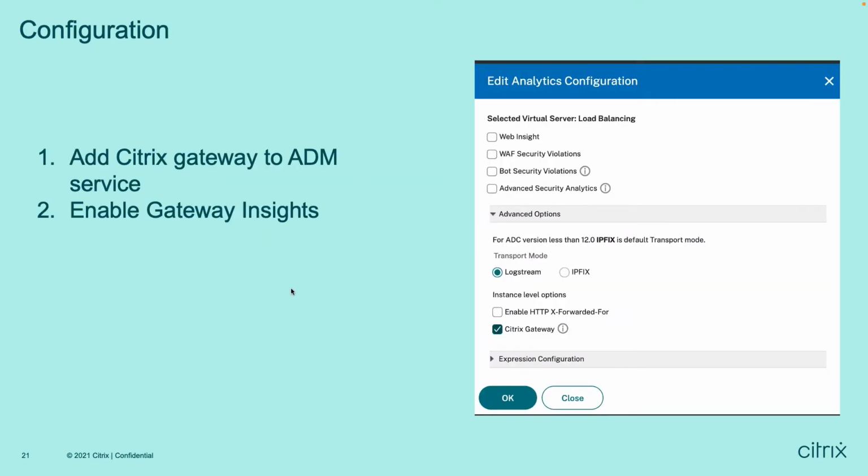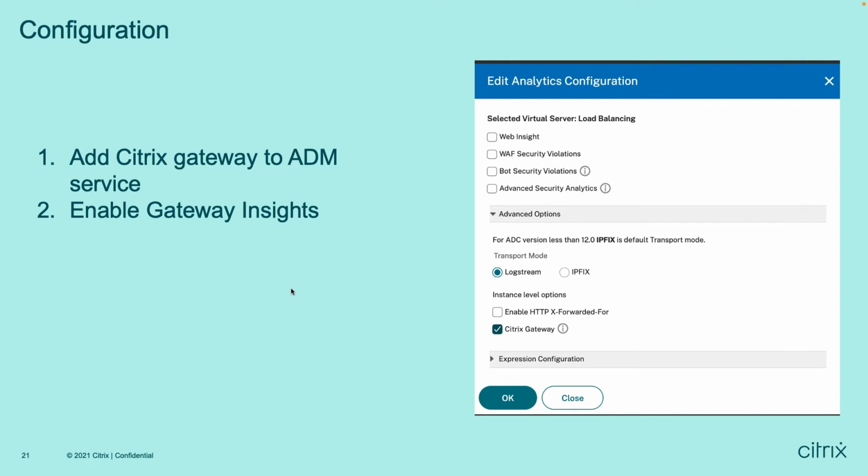Now, let's look at the configuration. As you can see here, it is very easy to enable this particular use case. Unlike other ML use cases where you need to create a behavior-based profile, in the case of enabling account takeover for the gateway login page, there are only two prerequisites. One, you need to have your Citrix ADC gateway discovered on your ADM service. Second, you need to enable gateway insights.